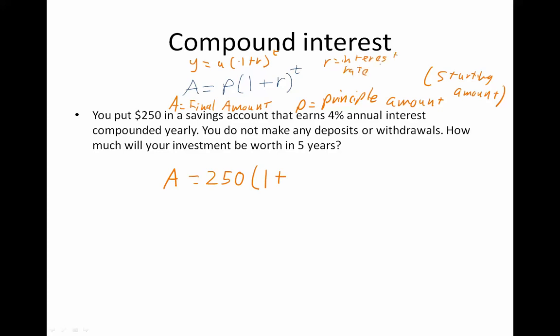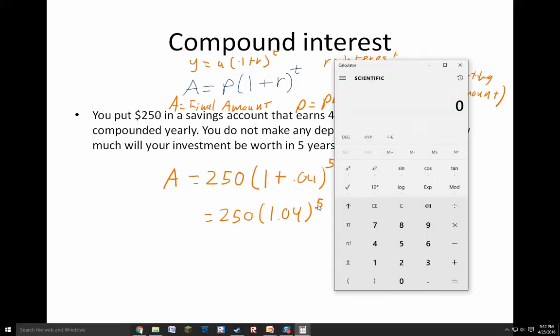And again, just like last time, we need to do this as a decimal. My interest rate is 4%, but as a decimal, that's 0.04. Remember, decimal over twice. So that's 0.04. And it says, how much is that worth in 5 years? Well, let's find out. 250 times 1.04 to the 5th power. Bring up my calculator again, because I don't want to do that one by hand.